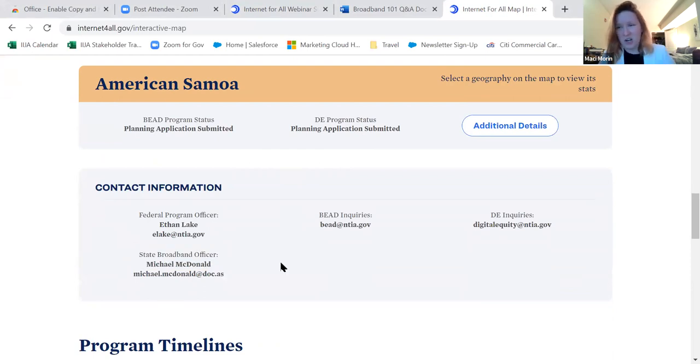And then if you just have general inquiries about some of the Internet for All programs, like the BEAD program or any of our Digital Equity Act programs, there are the more general inboxes, and you'll have somebody on the NTIA side monitoring those inboxes to respond with any inquiries you may have. So really useful little tool there. I'll put a link in the chat as well, but highly encourage you all to utilize that as you can.